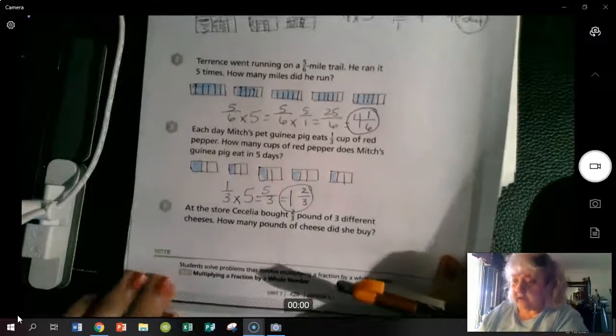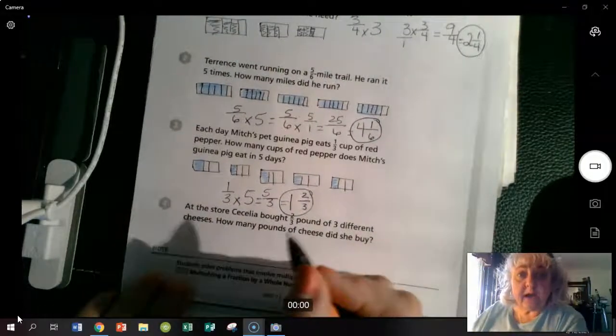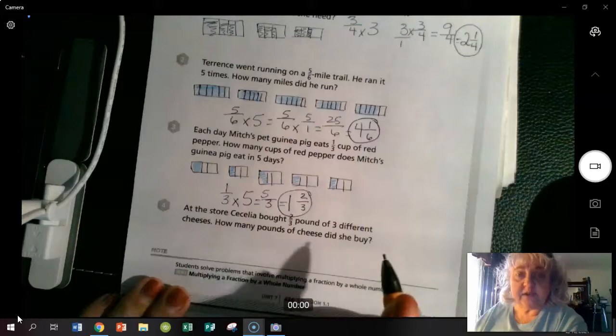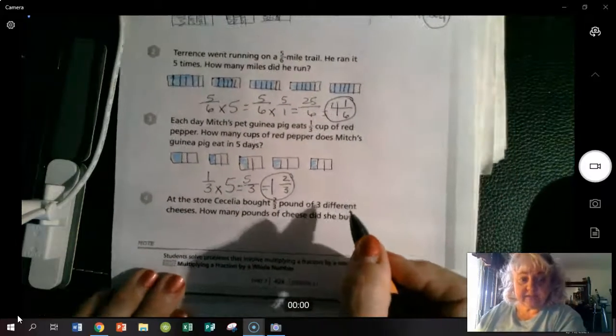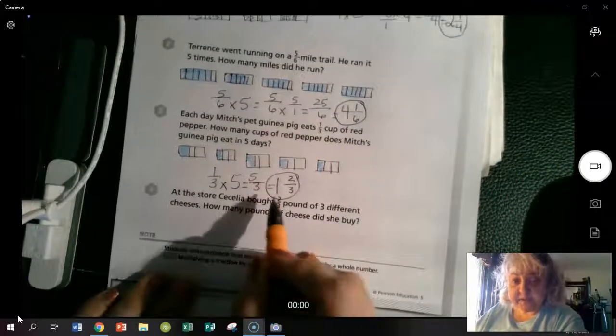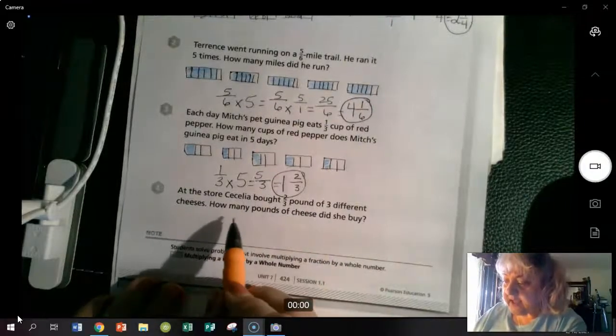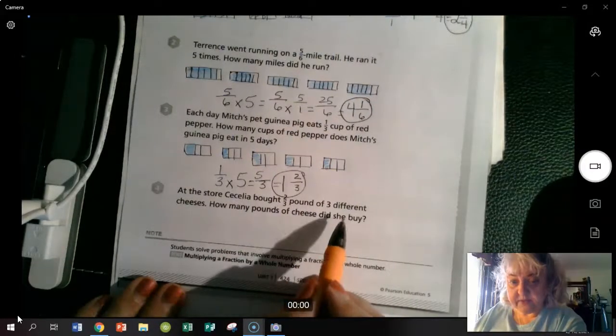And we're finally here on our last problem. Remember, if you need to pause at any time to catch up your drawings and your equations and your solutions with me, it's fine to do that. At the store, Cecilia bought 2/3 pounds of 3 different cheeses. How many pounds of cheese did she buy?